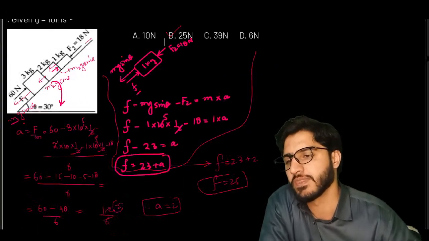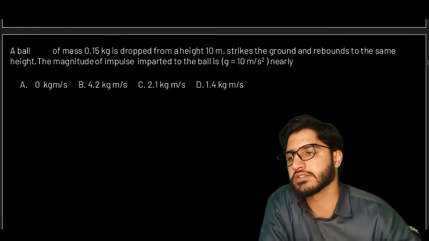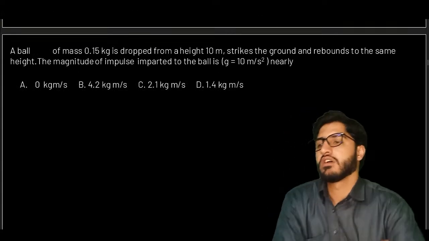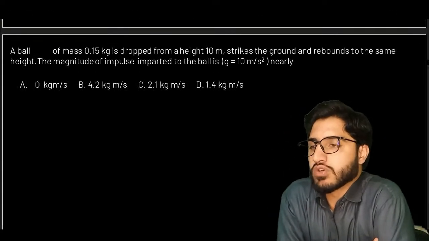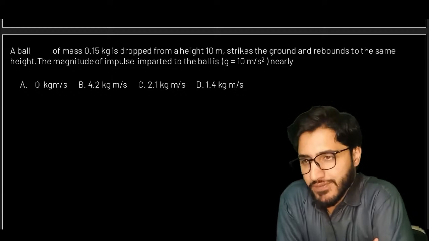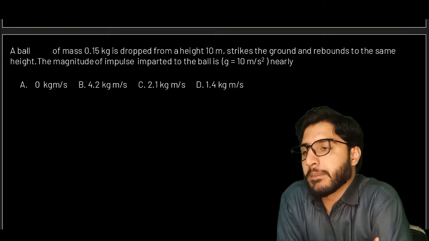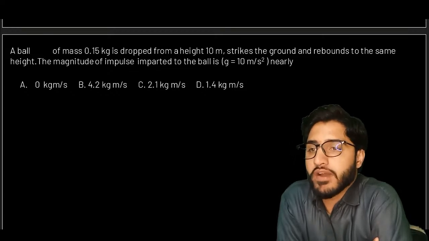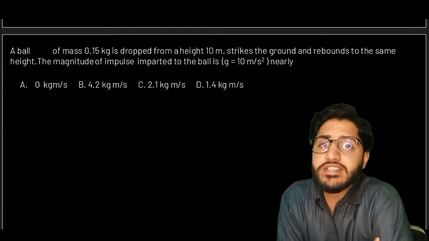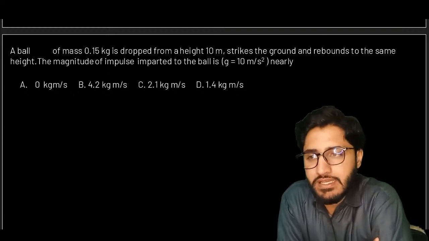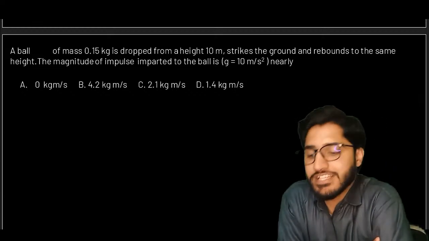Okay, easy. Next numerical: a ball of mass 0.15 kilogram is dropped from a height of 10 meter, strikes the ground and rebounds to the same height. The magnitude of impulse imparted to the ball. So we have to find out impulse. What is impulse? Change in momentum. Delta P, final momentum minus initial momentum.